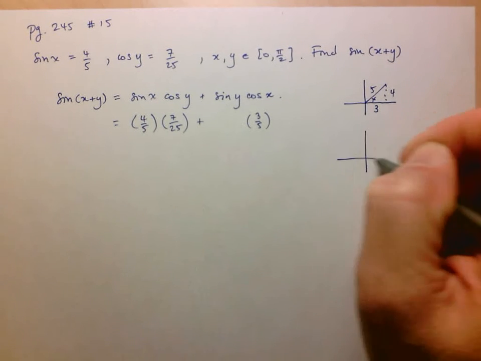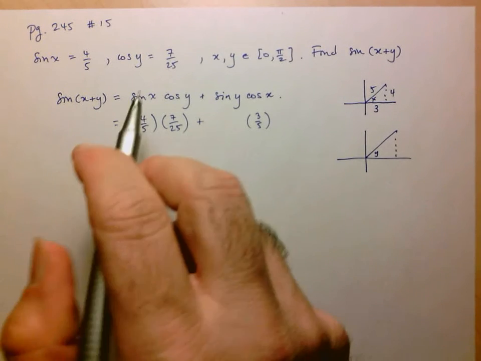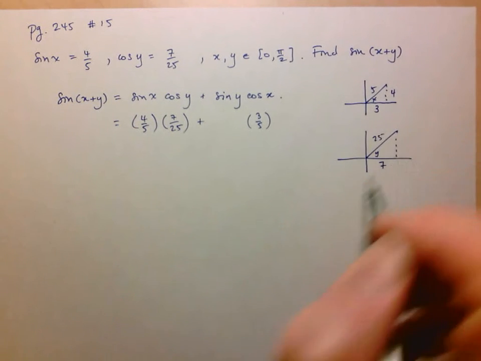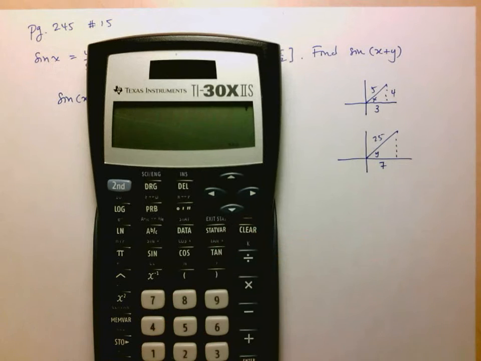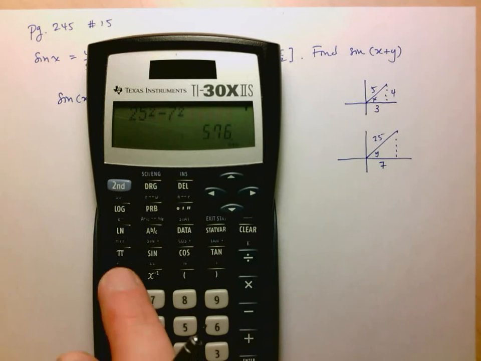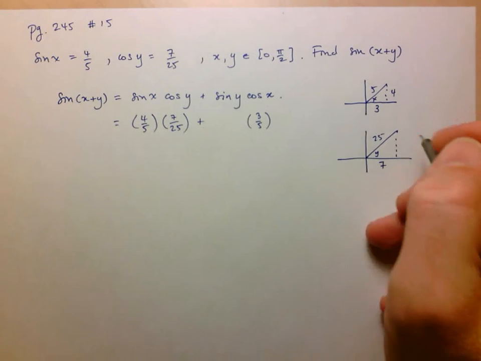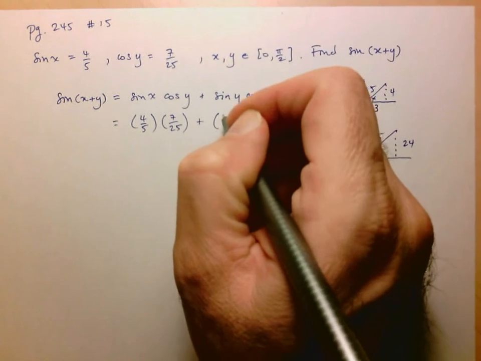Now I'm going to do the same thing for y. I'll draw myself another diagram here. Again, y is in the first quadrant, and they're giving me cosine 7 over 25, so 7 is going to be my x value, and 25 is going to be my r value. Let's quickly calculate this. We've got 25 squared minus 7 squared, which is 576, a perfect square. Take the square root and you get 24. So this side here is 24, and now I can calculate sine of y, which is 24 over 25.